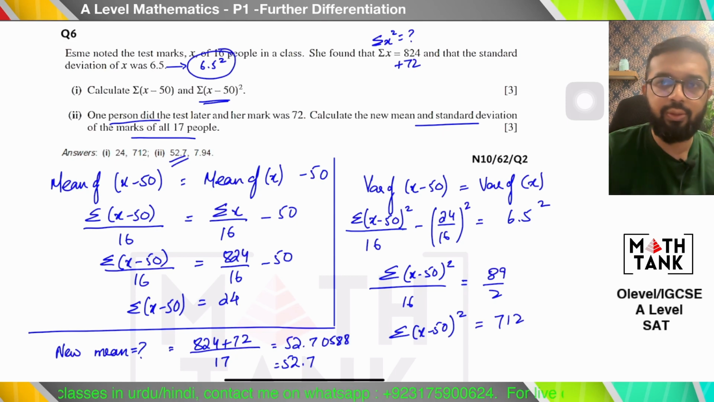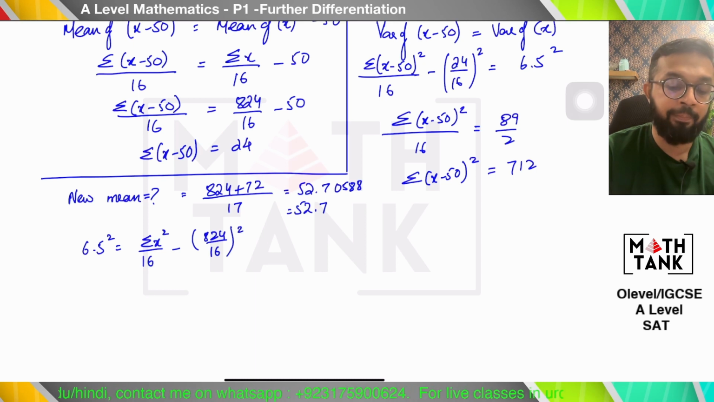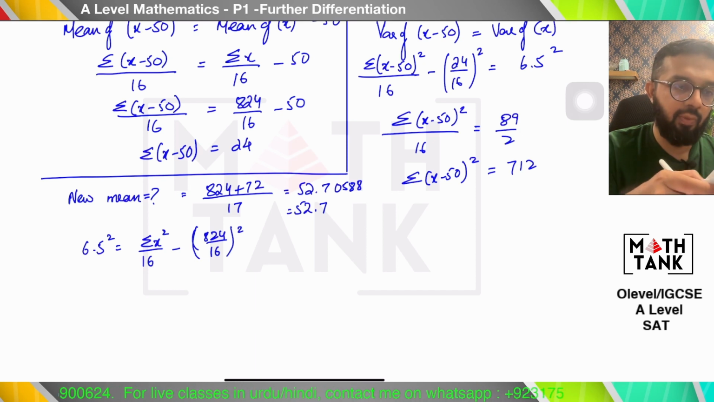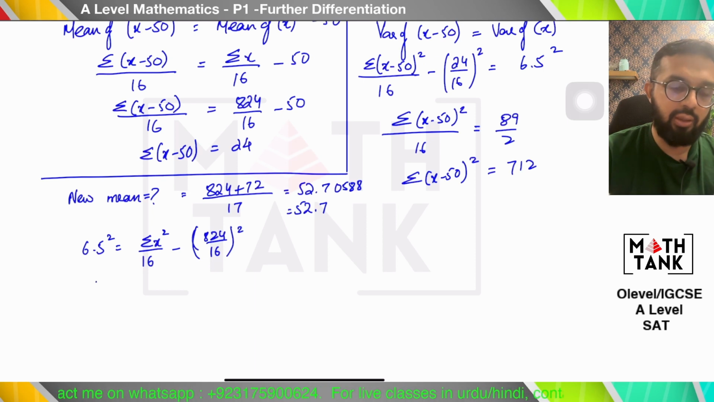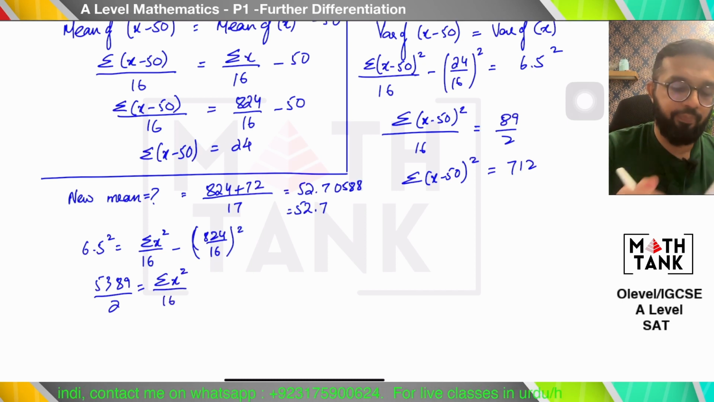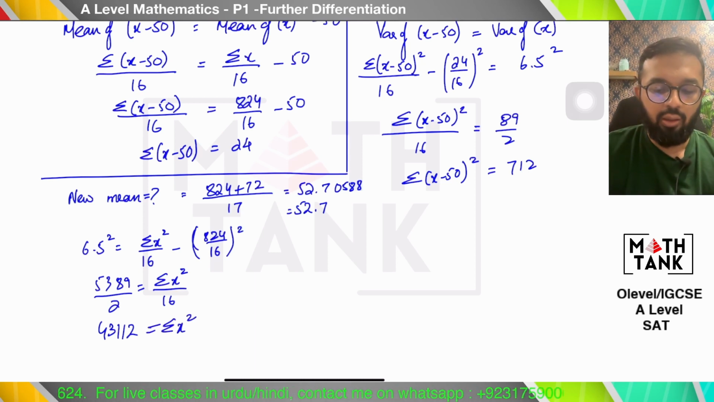Now, can I use this variance to decompose it first? Can I say that this was actually the sum of x squared divided by 16 minus the mean squared, which was 824 divided by 16? In that case, I can find out what the sum of x squared was before this new student gave her test. So multiplied by 16, 43112. So 43112 is the sum of x squared.